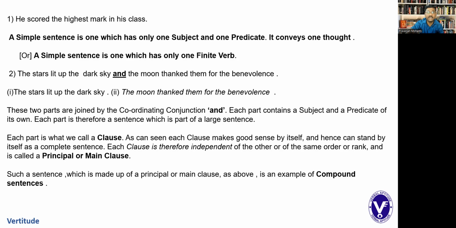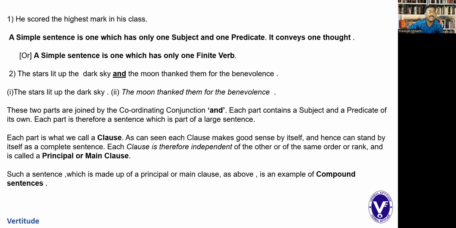So let's take this as the first one. He scored the highest mark in his class. Now, what is a simple sentence? Look at this sentence. A simple sentence will have only one subject.